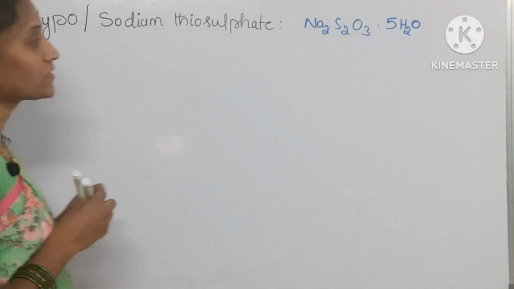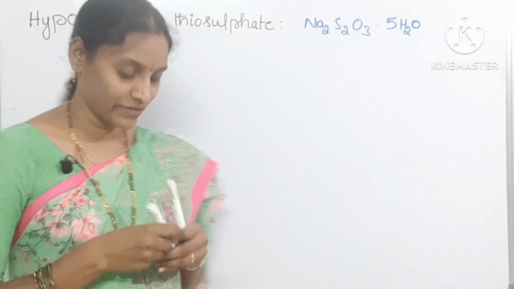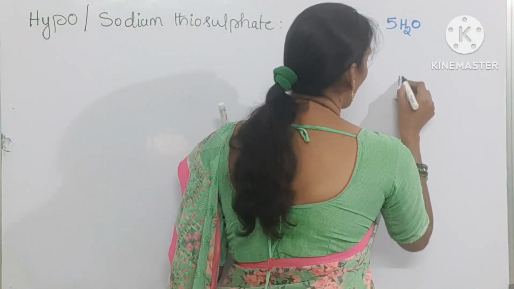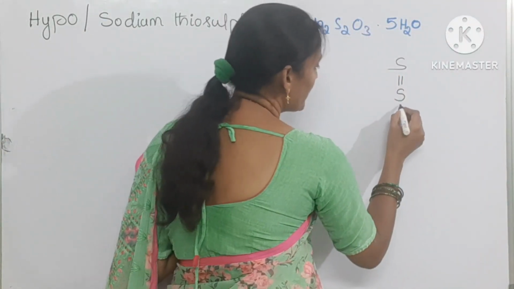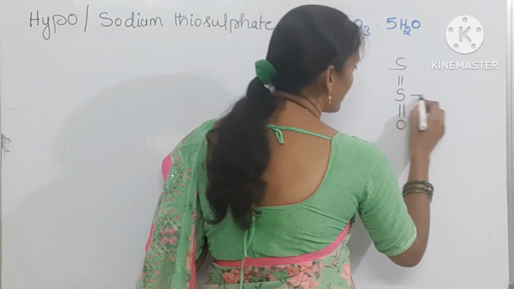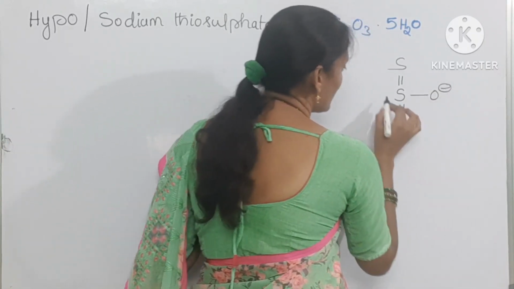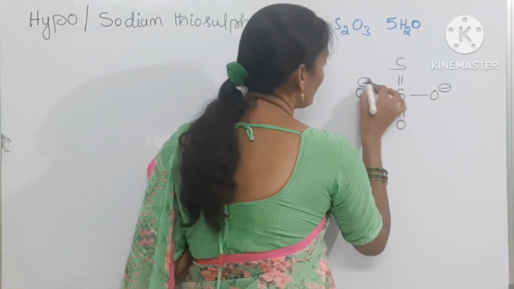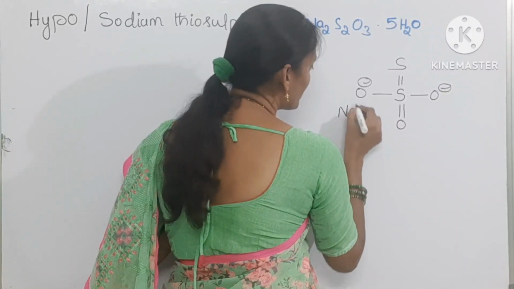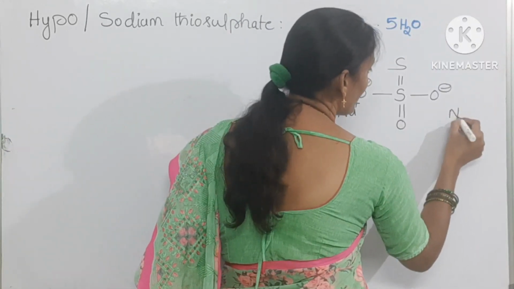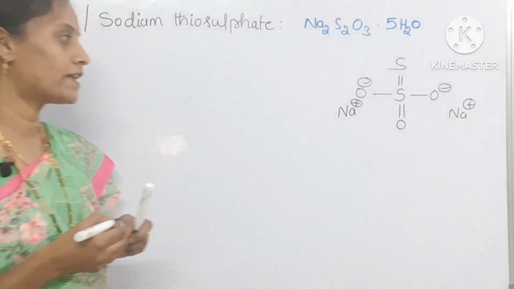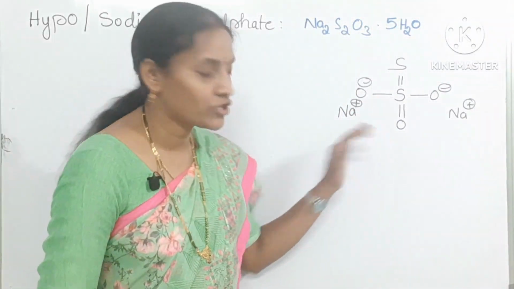If you take the structure of sodium thiosulfate, it looks like this. See, sulfur has a double bond, and this sulfur is attached to one oxygen by a double bond. This is O minus and this is also another O minus. The sodium atoms are present in the form of Na plus; they are not directly attached to the oxygen atoms. So this is the structure of hypo.